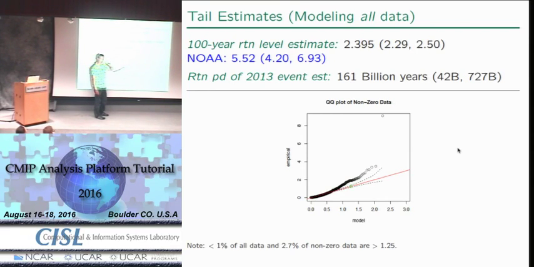So this is very different than NOAA's estimate, and we can see that we've done something wrong. Here is a QQ plot of the data. Here is a line which represents the fitted distribution, and you can see that we miss the tail entirely. But what's important, and not well shown here, is that less than 1% of the data are greater than 1.25. So essentially, 99% of the data are down here, and we're fitting 99% of the data really well with that gamma distribution.